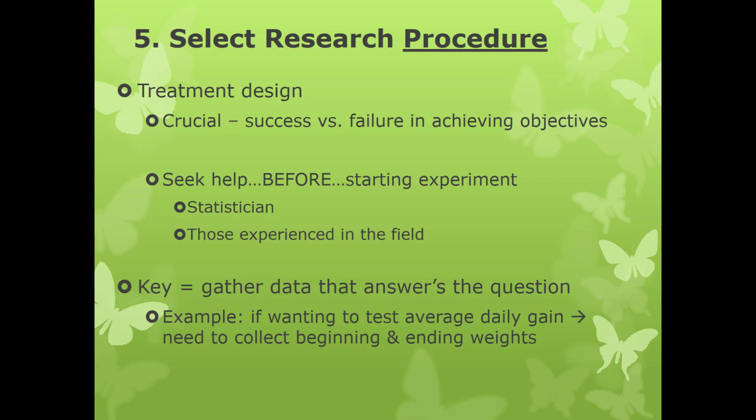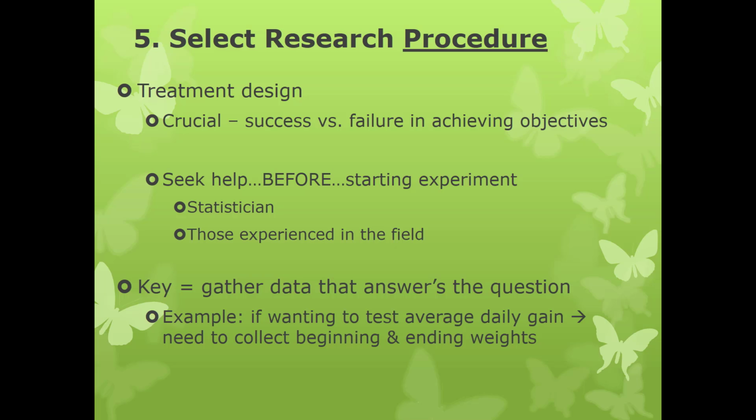Step number 5 is all about selecting a research procedure. This is not limited to just the treatment design. It's also going to be related to the statistical process, and this is where we're really headed next with the class. When it comes to the treatment design, this is a really crucial step, and it really is a point of success of a research project or failure in achieving your objectives. So this is the part that I encourage people to get lots of help with before they even start the experiment.